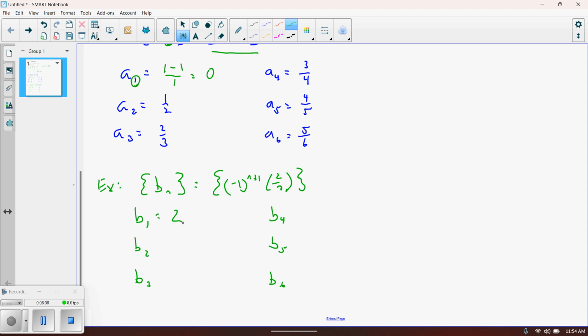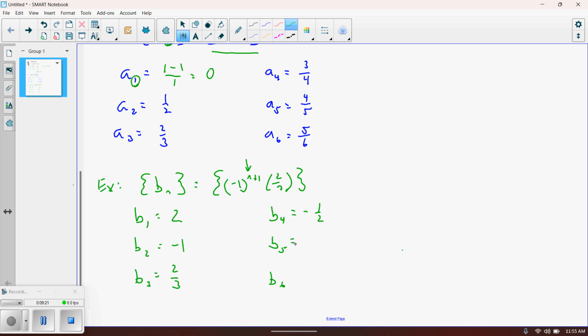If I plug the 2 in right here, that's going to give me a third power. Well, -1 to an odd power is going to keep it -1. Then I have to plug the 2 in to the 2 over n part, and that's going to give me 1. So I'm going to have a -1 times 1, so that's -1. And then if I plug in 3, now that's going to give me an even power for the -1, so it'll make it a +1. And then I'm going to get a 2 over 3, so it'll be a +2 over 3. Plugging in 4 gives me an odd power, making it negative. So that'll give me a -2 over 4, which is a -1/2.